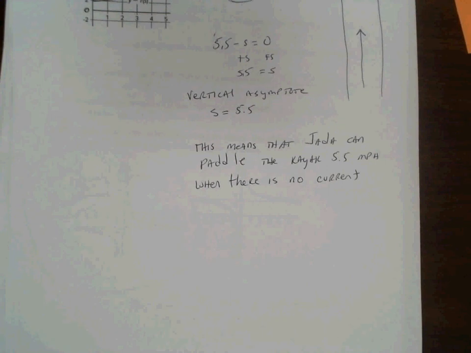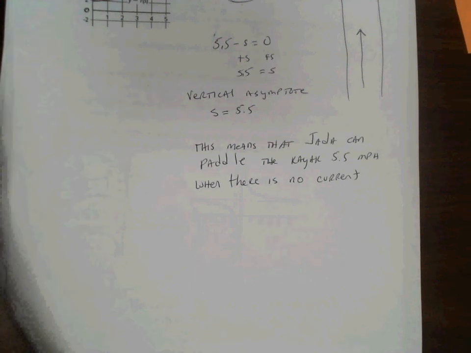If the current's going less than 5.5 miles per hour and Jada's paddling at 5.5 miles per hour, then she can actually move upstream. Okay? If the current's moving greater than 5.5 miles per hour, it's actually pushing her backwards.